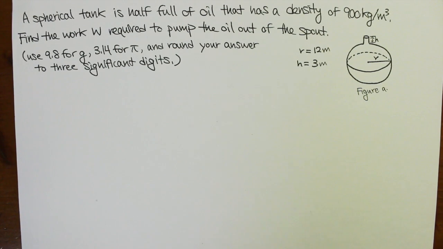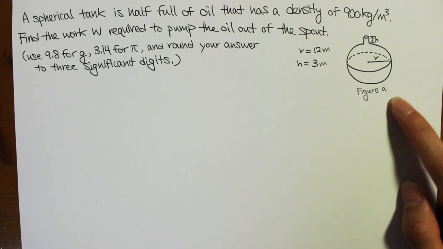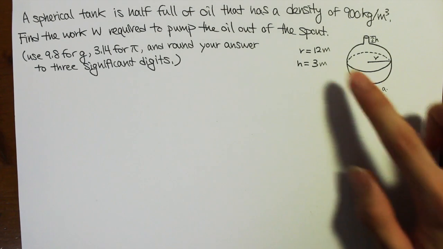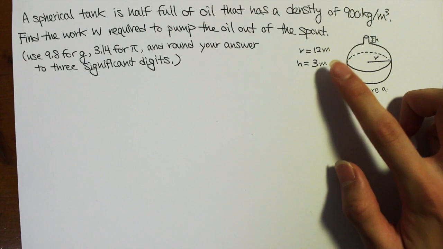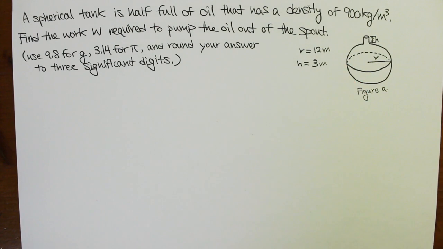Let's take a look. A spherical tank is half full of oil that has a density of 900 kilograms per cubic meter. Find the work required to pump the oil out of the spout. Now we see on the figure on the right, a 3D figure of the tank, that the radius is 12 meters and the height of the spout is 3 meters.